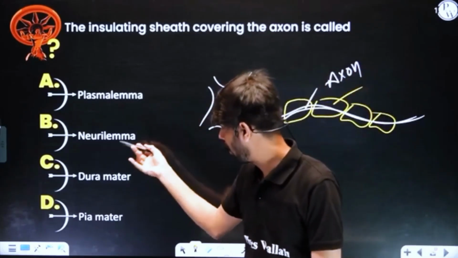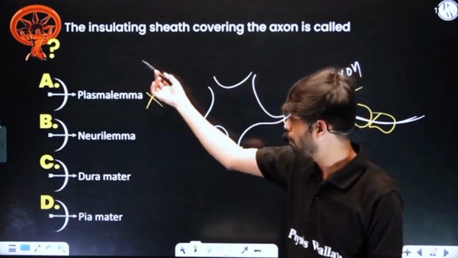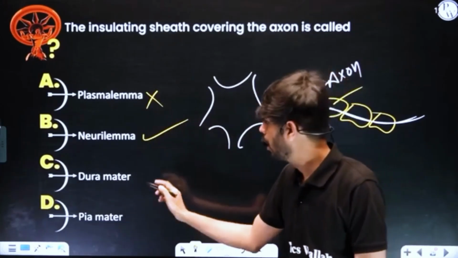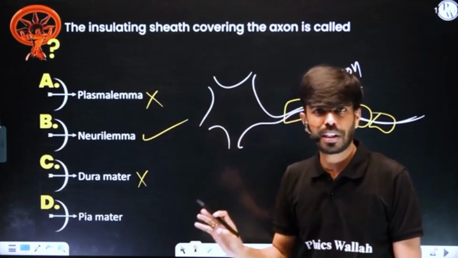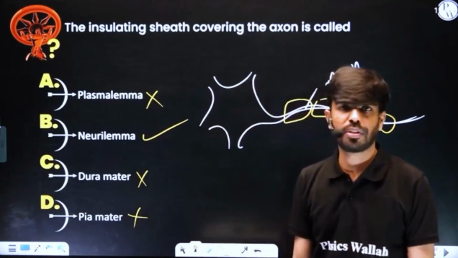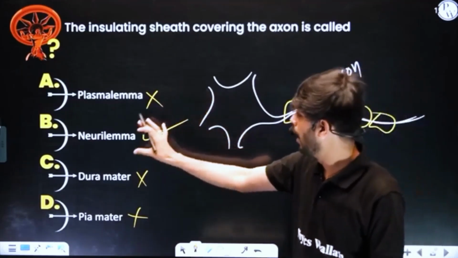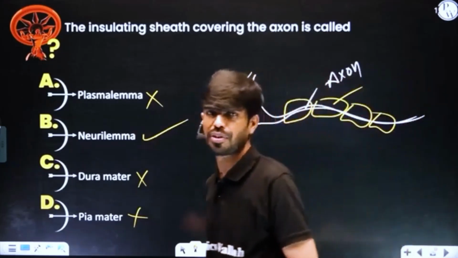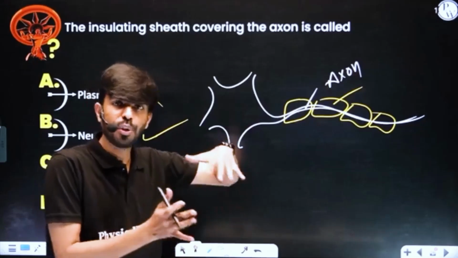Plasmolemma. It's not the answer. We can call it a plasma membrane. Neurolemma is the right answer because it is the outermost covering layer of the Schwann cell. And duramater is a part of the brain and spinal cord, the outermost covering layer of the brain and spinal cord. Piamater is the innermost layer of the meninges, not a part of the neuron. Understood? So the neurolemma is the part of the neuron, which is the outermost covering layer of the Schwann cells. Till now we have studied control and coordination, especially the neural system in animals.